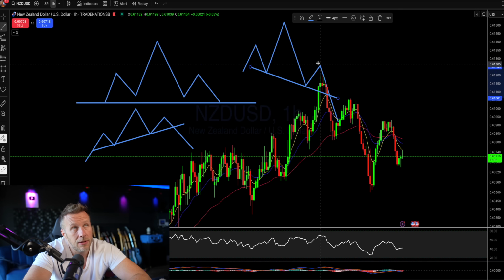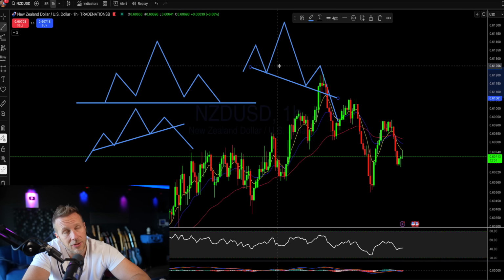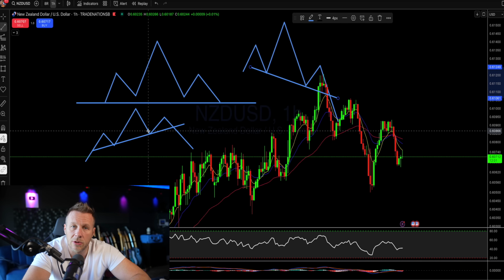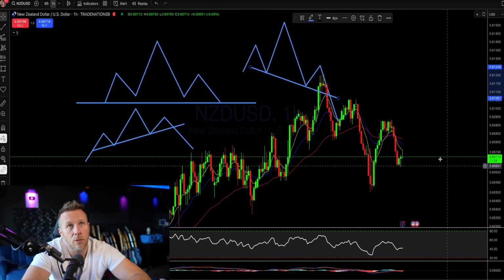These ones happen most commonly. These ones are the best reward. These ones are the best strike rate. This one's the best reward to risk. So there's benefits and drawbacks to all three.